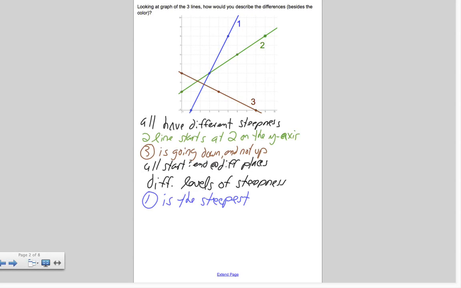Megan? Number 3 is more horizontal. Nothing wrong with your answer, Paul. Okay, it's good. There's too many big words. But how many people think that 3 is the least steep because it's going down?